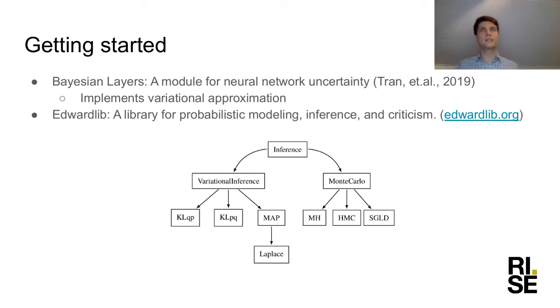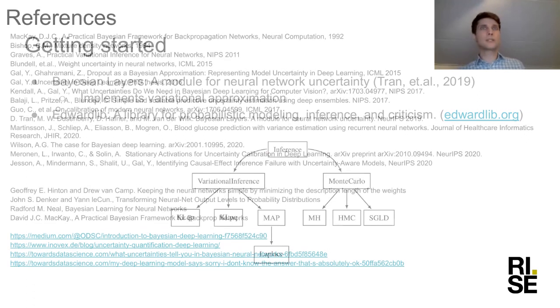And as one last remark here, there are a couple of ways of getting started. Last year, Bayesian layers was presented, which is a module for neural network uncertainty, which ties into several different popular machine learning toolkits. EdwardLib is a comprehensive library for probabilistic modeling, and it can be found on edwardlib.org. So these are things that you could start looking into if you're curious about starting to experiment with these things.